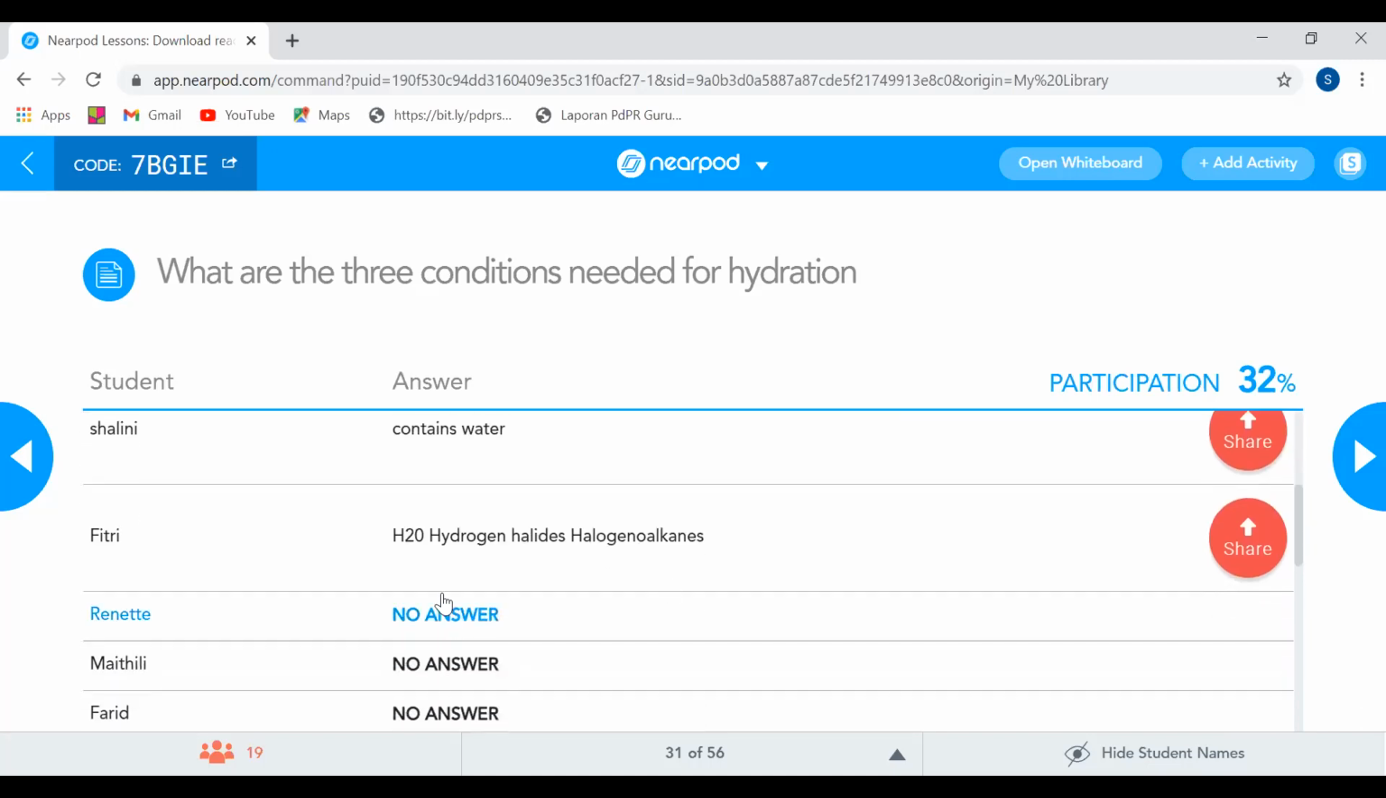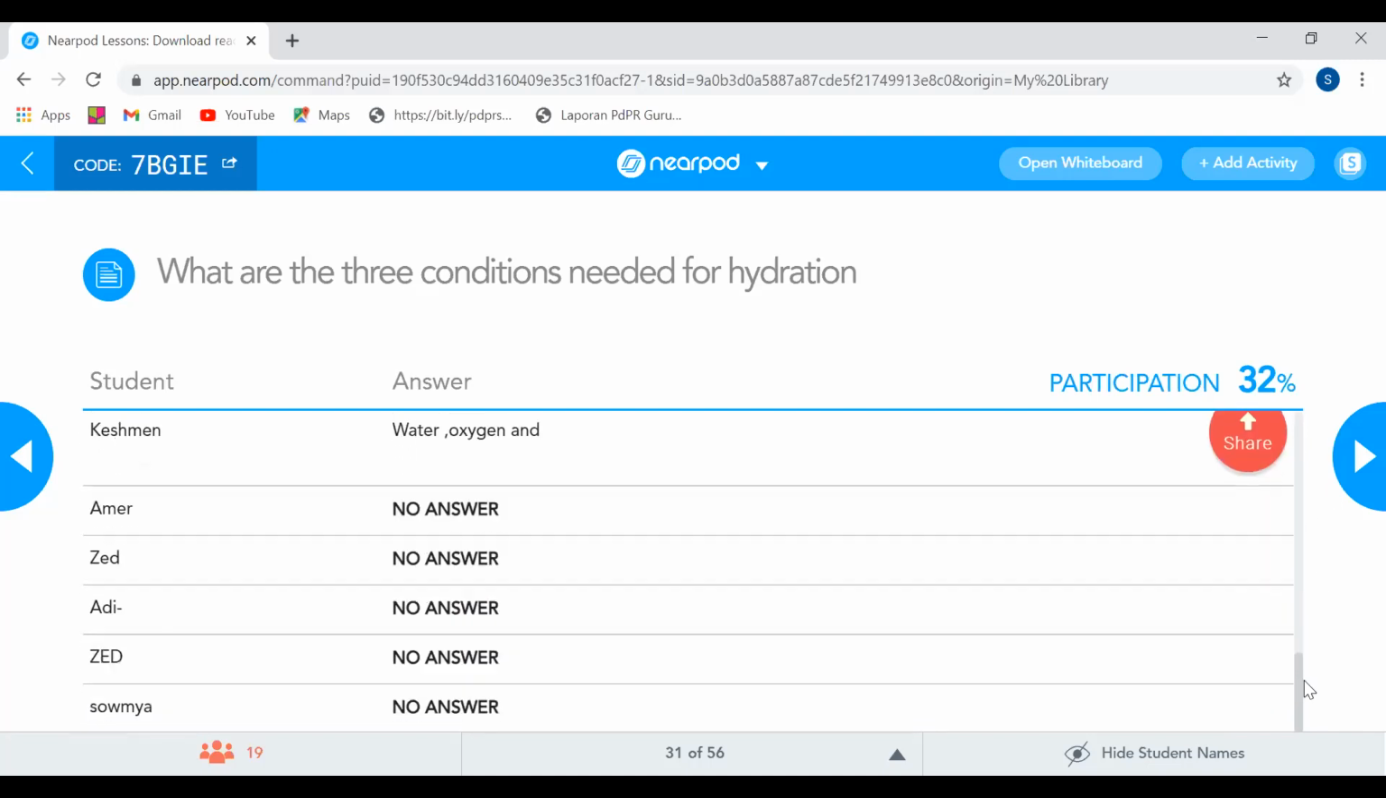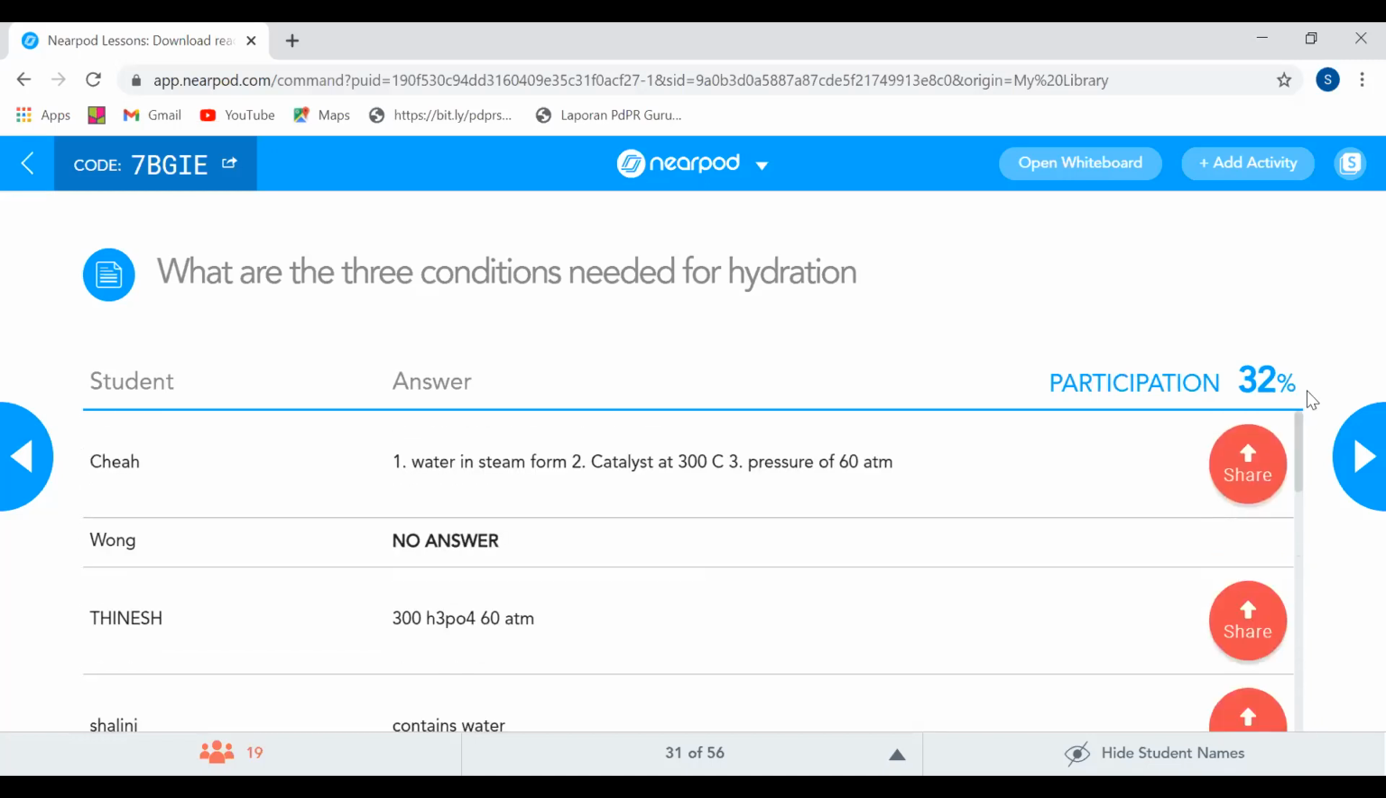Wrong. Teacher's not asking for the 4H. Sanjeev, wrong. Do you all know what teacher's asking our class? I need to know 300 degrees Celsius. Correct. I'm asking you, when I am doing the question on hydration, what are the catalysts I'm using? What is the pressure I'm using? And what is the temperature I'm using? These three things.